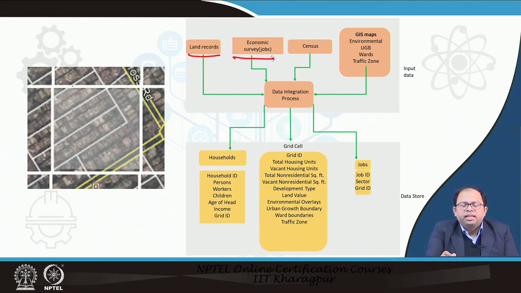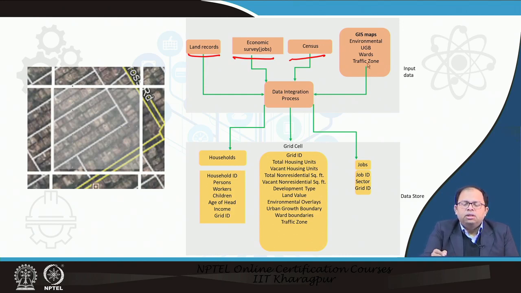The economic survey tells us how many jobs are available in that particular grid. Then there is the census data on the number of households living in that grid. It could be taken proportionately from the broader region to which this grid belongs, or it could be determined by some other process which we will discuss later. There are other ways as well. Then we can use existing GIS maps for environmental information, urban growth boundaries, wards, and traffic zones. All these things could also be put into this particular grid.